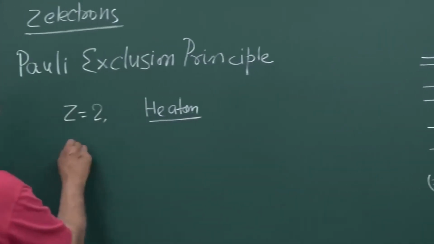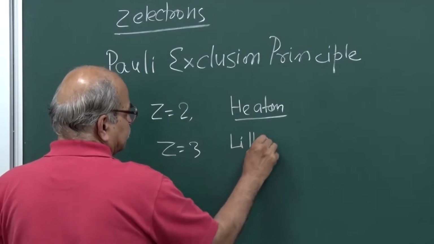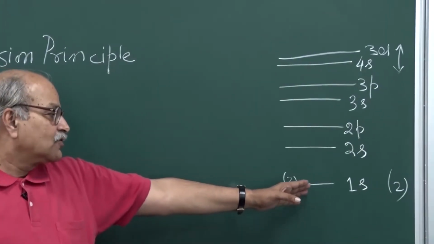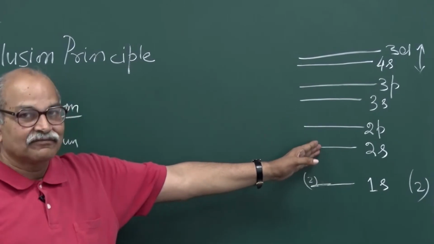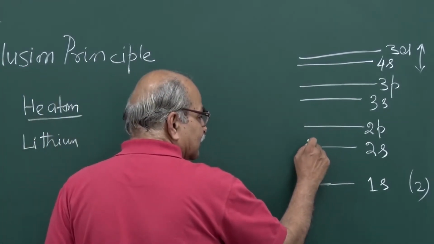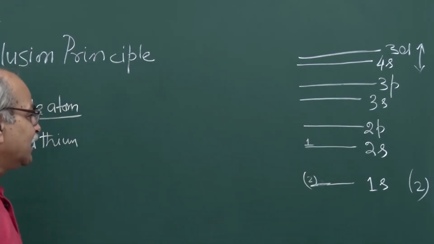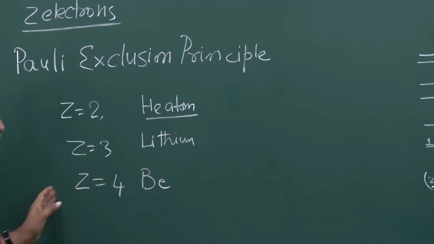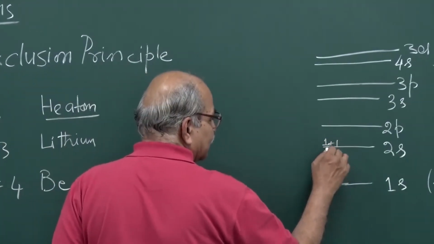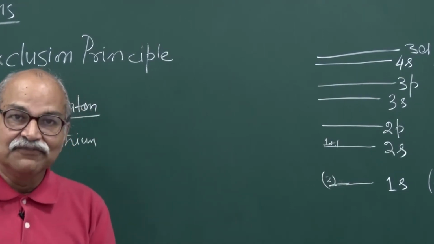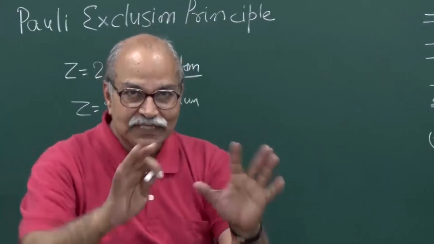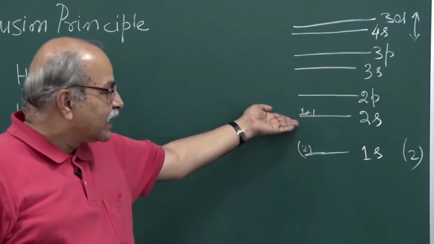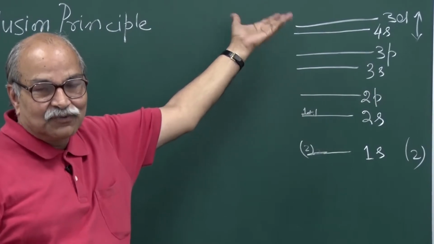If you go higher, suppose you have Z is equal to 3, lithium, you have 3 electrons. For lowest energy, 2 electrons will go here and the third one must go to 2s. If it is beryllium, Z is equal to 4, then the fourth electron again goes here and it becomes 2 electrons there. So this is how it is filled from below. For the ground state of the atom, you have to put all those Z electrons in these levels, but take care that in one quantum state you put only one electron.